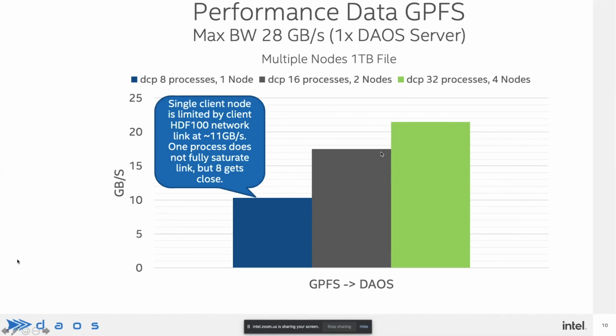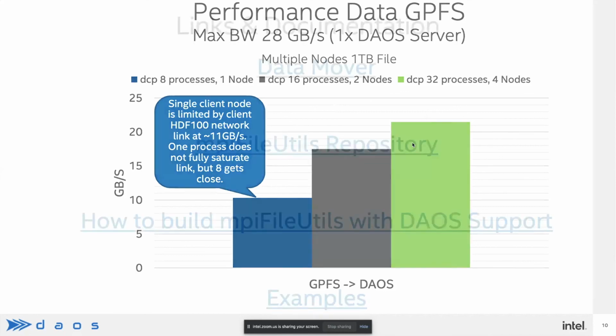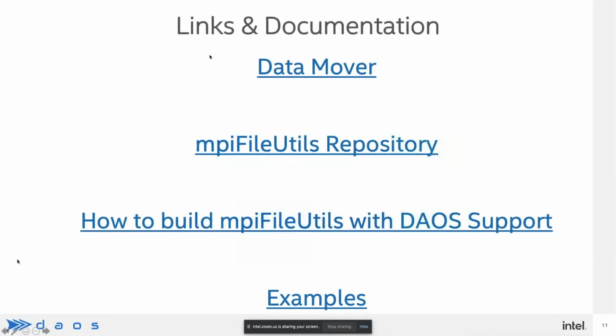As the nodes go up, the bandwidth increases. It gets to about 21 or 22 gigabytes per second with 4 nodes, which is closer to the 28, but not quite there. And then I've just provided here some links and documentation to the mpiFileUtils repository and data mover, and more examples and documentation on how to run.